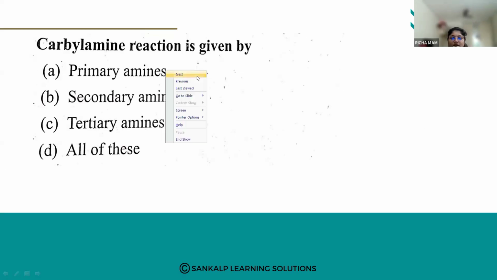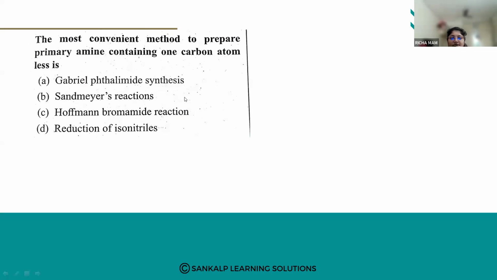Next question. The most convenient method to prepare a primary amine containing one carbon atom less is: which is the most convenient method to prepare this primary amine containing one carbon atom less? Which is that reaction? It is the Hoffmann bromamide reaction.